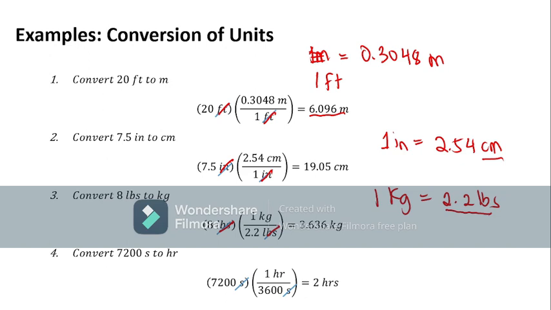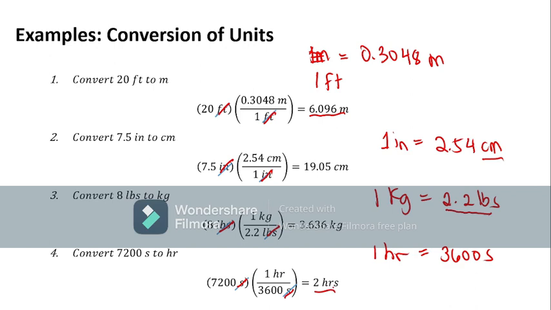So, convert 7,200 seconds to hours. So, remember for every 1 hour, equivalent siya sa 3,600 seconds. So, seconds, given natin, yung seconds sa baba, yung 3,600 seconds, nasa denominator siya, cancel this. So, matitira sa atin yung hours. So, 7,200 times 1 over 3,600, we will have 2 hours.